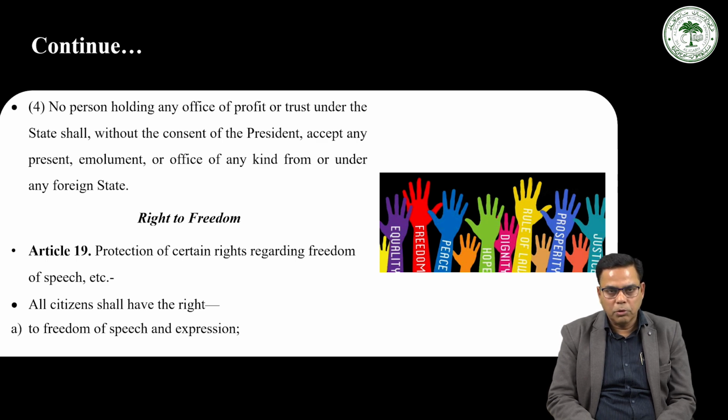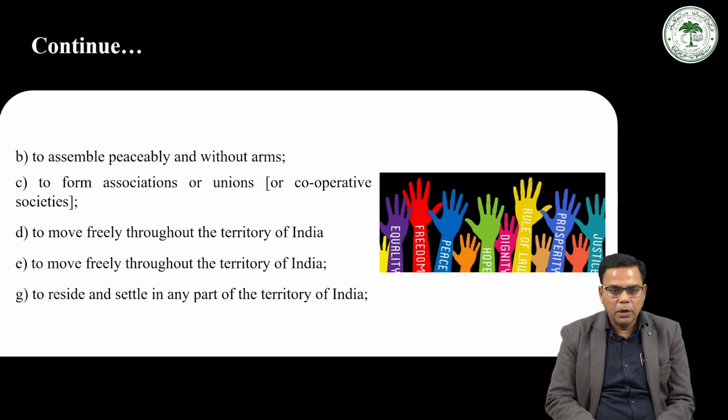So it is one of the most important civil and political rights which has been demanded right from the very beginning, if you see the Western liberal revolutions. So the civil and political rights, which includes right to freedom of speech and expression, which is a must for the complete personality development of an individual or the potential of an individual. To assemble peaceably and without arms, to form associations or unions or cooperative societies, to move freely throughout the territory of India. To move freely throughout the territory of India, it has been repeated. You should note, to reside and settle in any part of the territory of India.